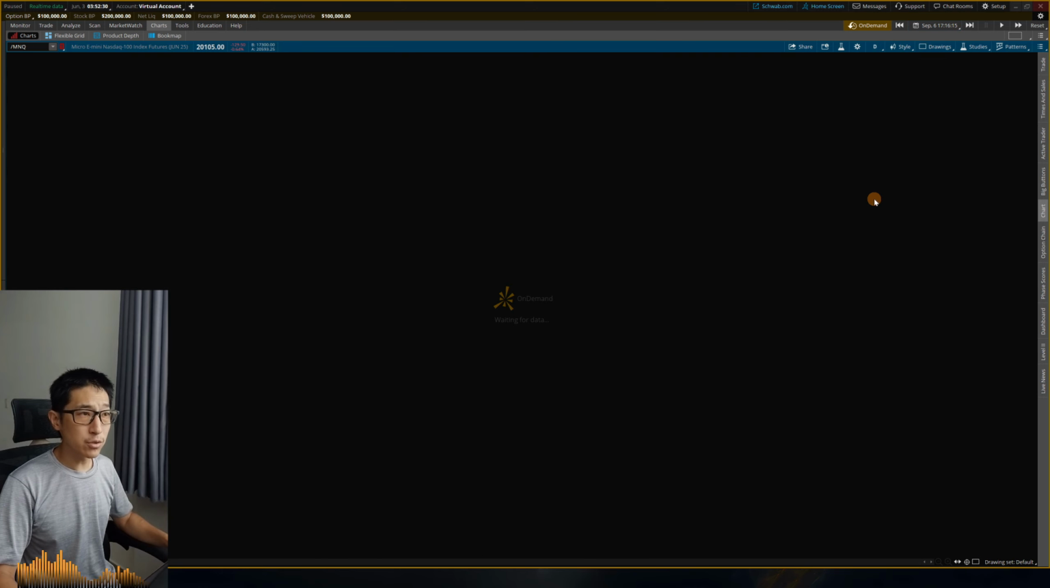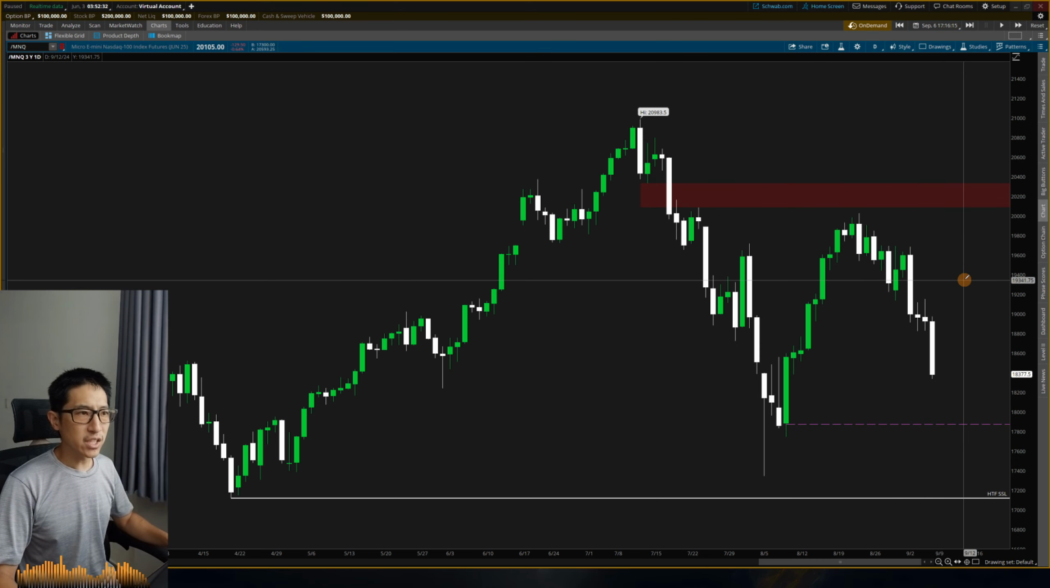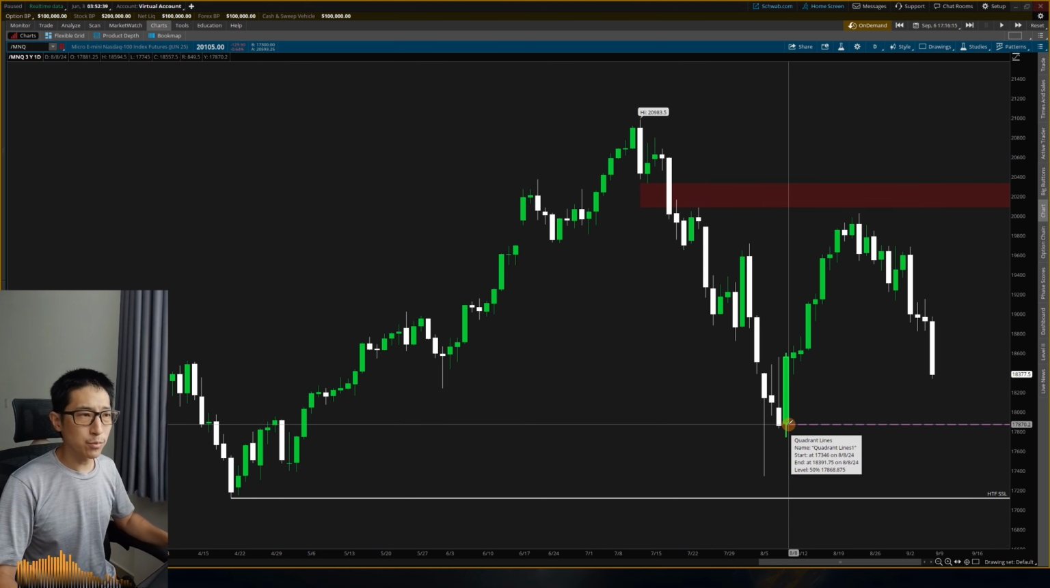Now let's go ahead and jump into the daily, get a little bit more detail. So I'm looking for price to come into 50% of that lower wick on the weekly, and you can see it's pretty much the rejection block on the daily. So this is what I'm going to be aiming for.